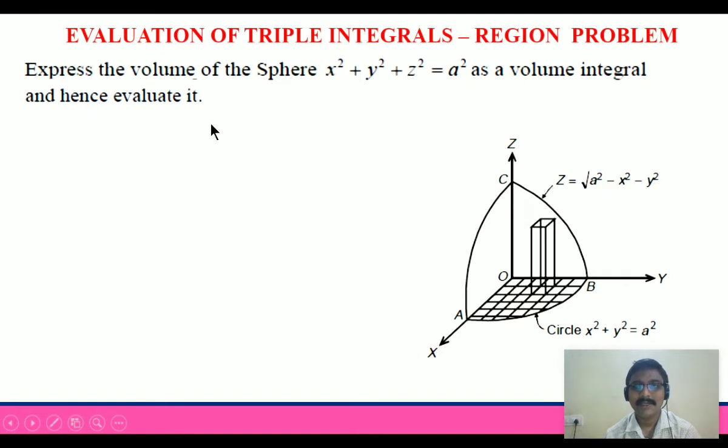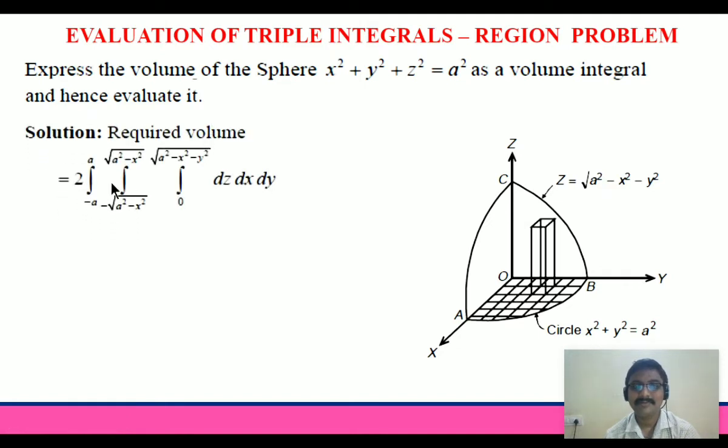The triple integration volume integral is given by integral minus a to a, integral negative root of a square minus x square to positive root of a square minus x square, negative root of a square minus x square minus y square to positive root of a square minus x square minus y square. The integrand function is 1 here.